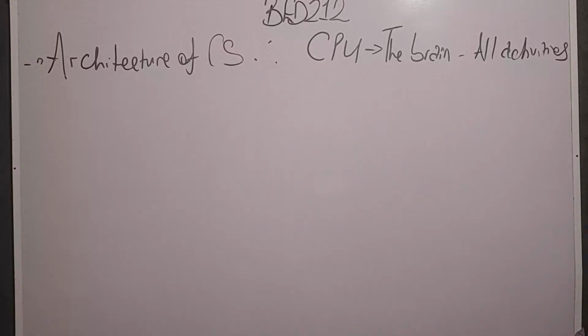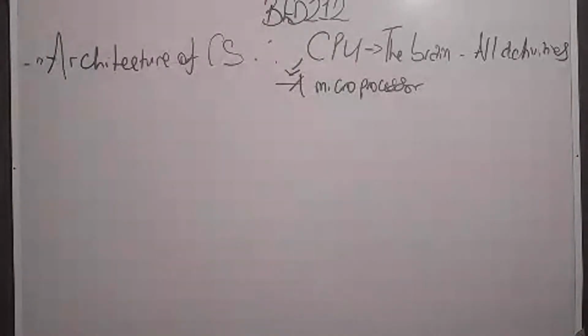Now, the result of all that work is then sent to the output device or devices such as the monitor and the printer. All right, the CPU is a microprocessor. The CPU is a microprocessor. So we say micro, something small.